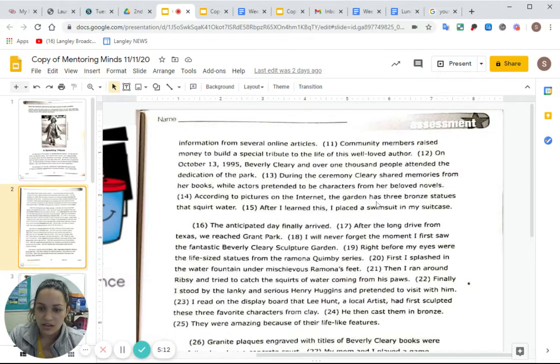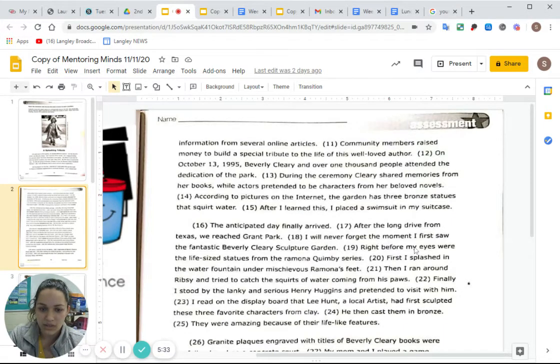According to pictures on the internet, the garden has 3 bronze statues that squirt water. After I learned this, I placed a swimsuit in my suitcase. The anticipated day finally arrived. After the long drive from Texas, we reached Grant Park.